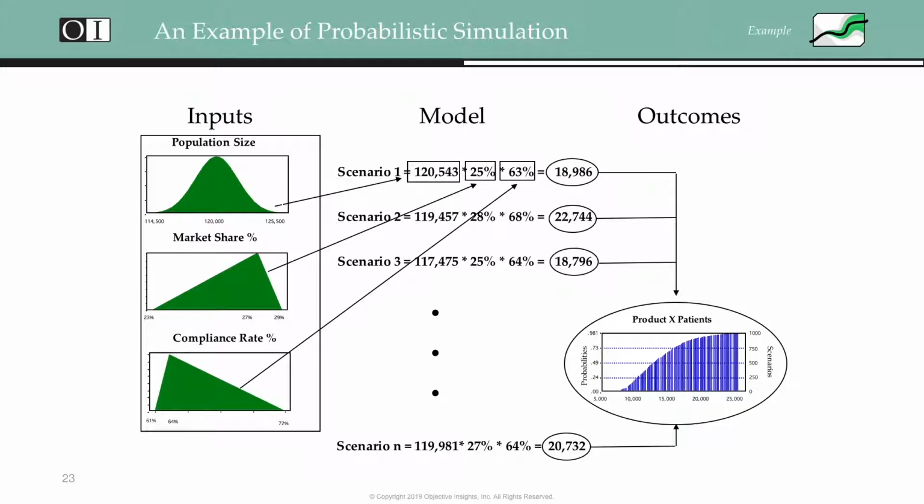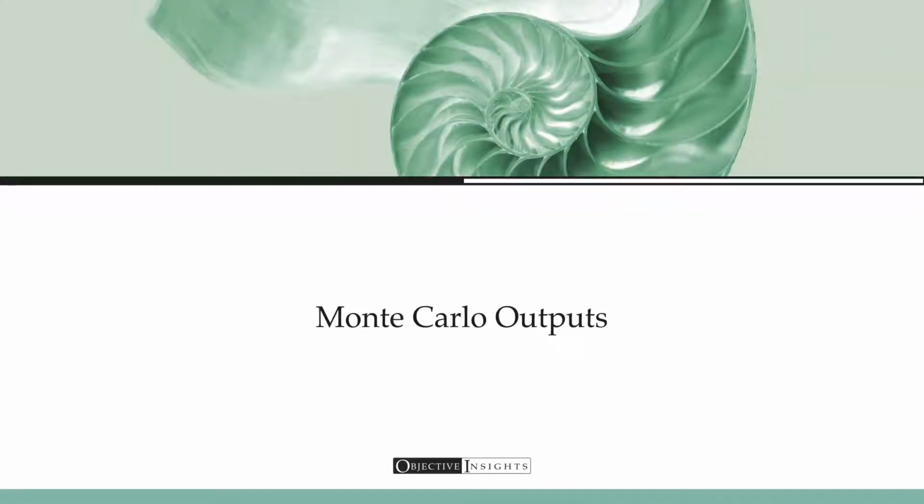20,732. Now we have a distribution or a population of outcomes starting at the 18,000 at the top and ending at the 20,000 at the bottom. And what we do is we sort them and organize them and create a PDF or CDF of the output results. So let's talk about what the outputs can look like in a Monte Carlo simulation.